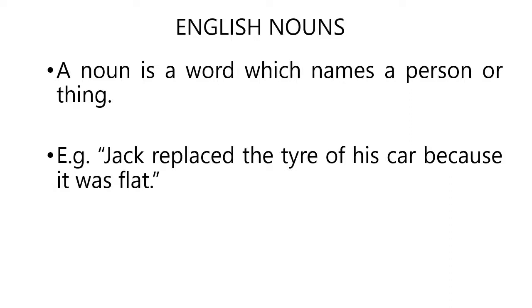Now that we have covered the Greek verbs, let's move on to nouns. As was the case with the verbs, we'll begin by looking at the English nouns first. So let's remind ourselves of what a noun is. A noun is a word which names a person or thing. Here's a sentence: Jack replaced the tire of his car because it was flat. In this sentence, Jack, tire, and car are all examples of nouns.